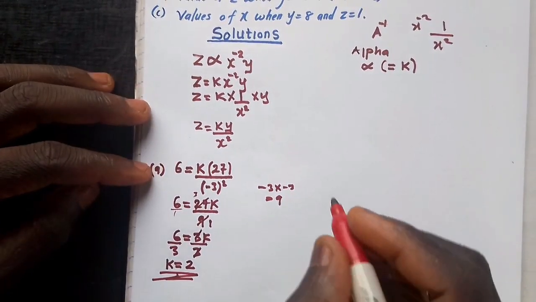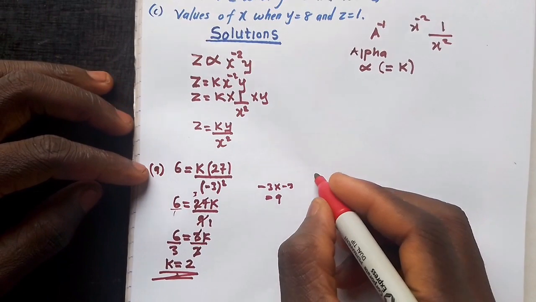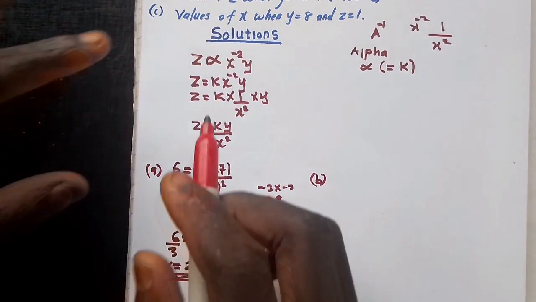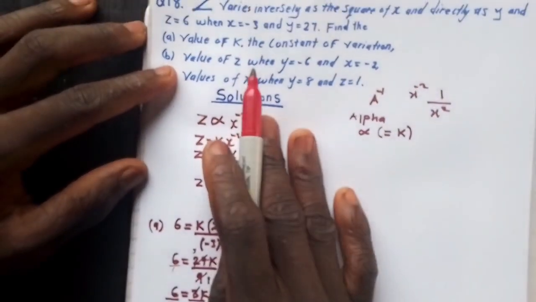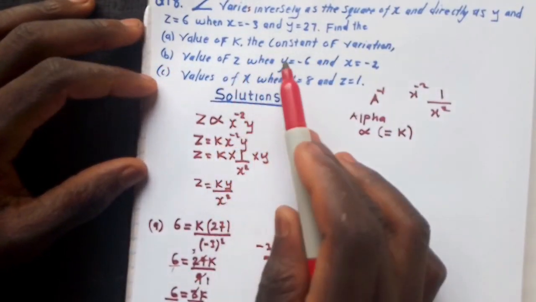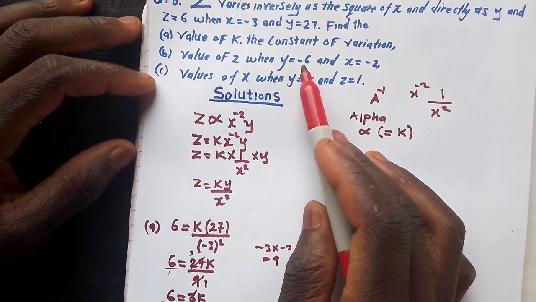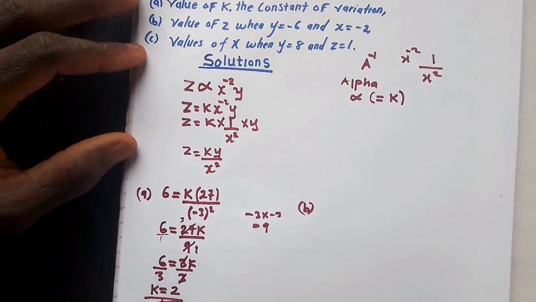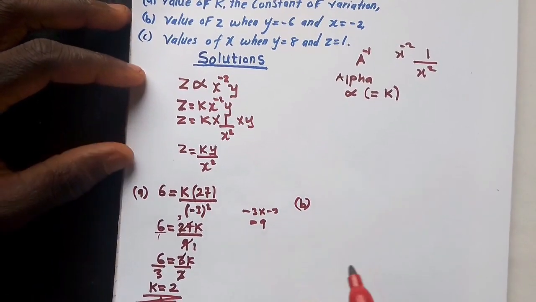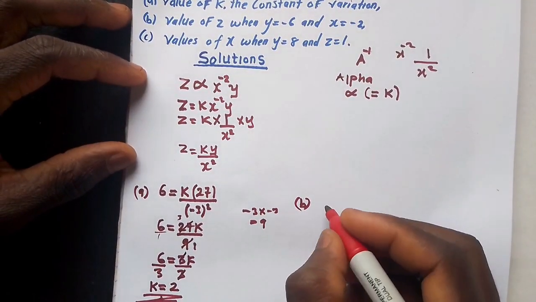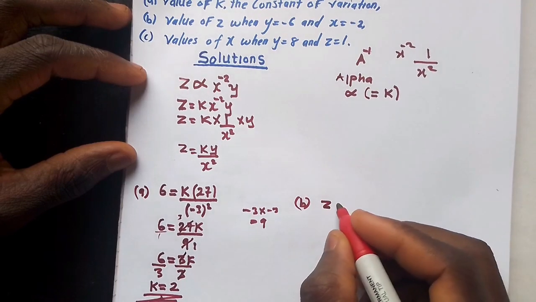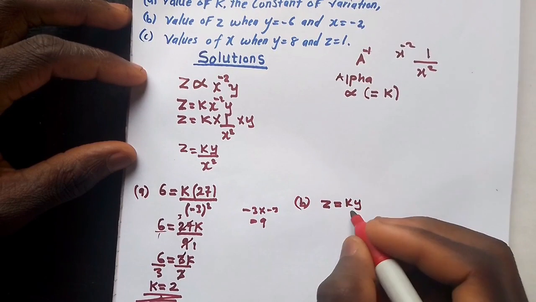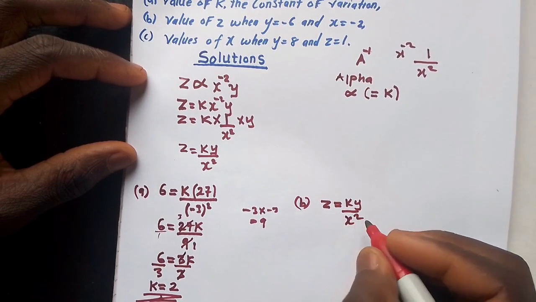Then let's also try to answer question B. As for question B, we need to find the value of z when y is equal to negative 6 and x is equal to negative 2. So in this case here, I'm going to say z is equal to ky over x to the power 2.